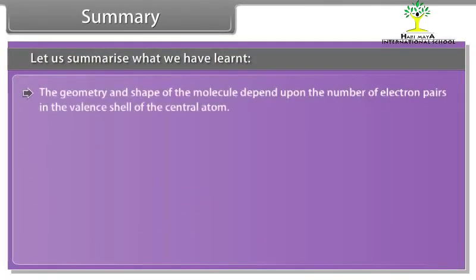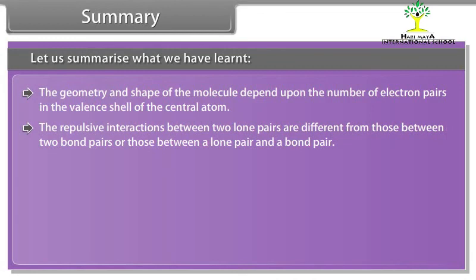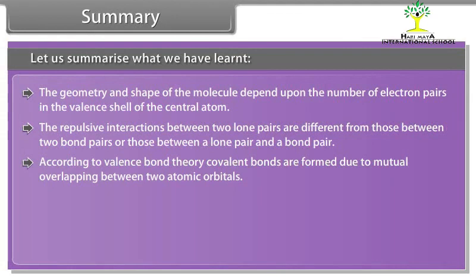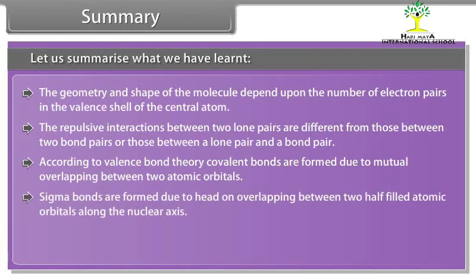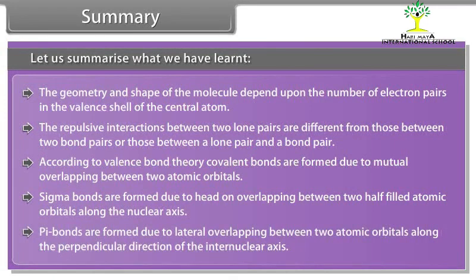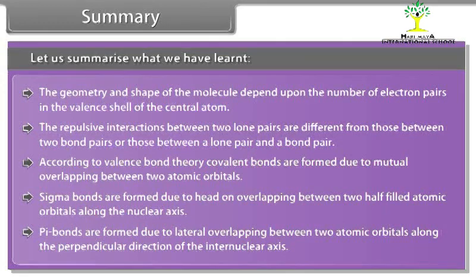Summary. Let us summarize what we have learned. The geometry and shape of the molecule depend upon the number of electron pairs in the valence shell of the central atom. The repulsive interactions between two lone pairs are different from those between two bond pairs or those between one lone pair and a bond pair. According to valence bond theory, covalent bonds are formed due to mutual overlapping between two atomic orbitals. Sigma bonds are formed due to head-on overlapping between two half-filled atomic orbitals along the nuclear axis. Pi bonds are formed due to lateral overlapping between two atomic orbitals along the perpendicular direction of the internuclear axis.